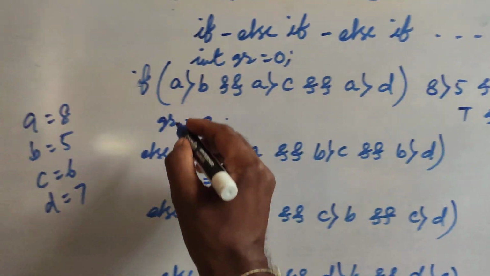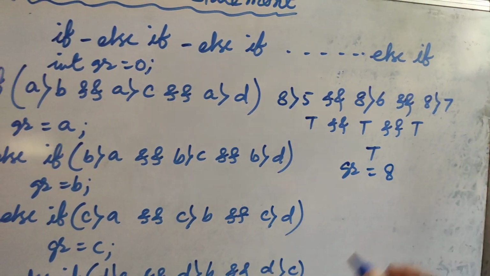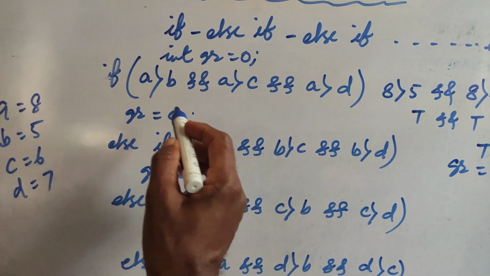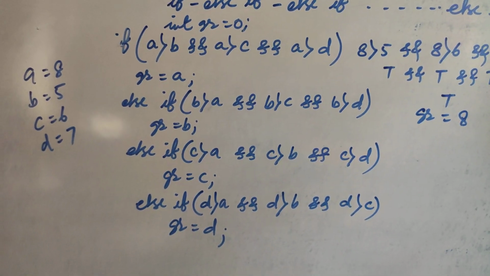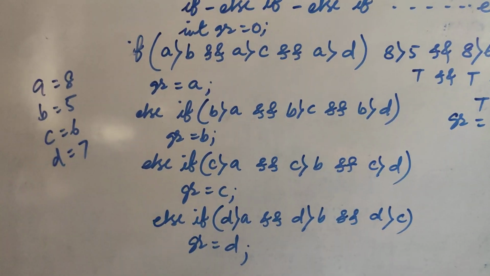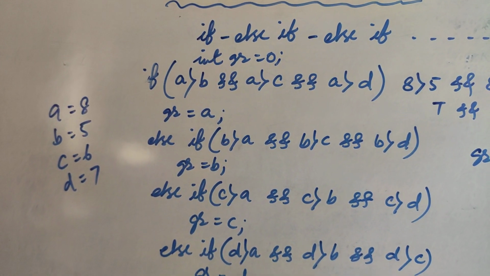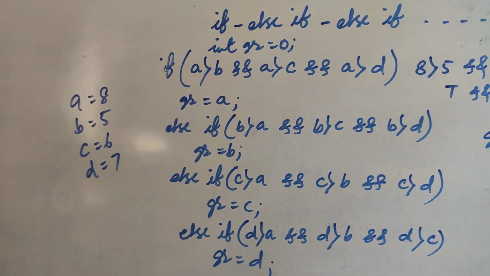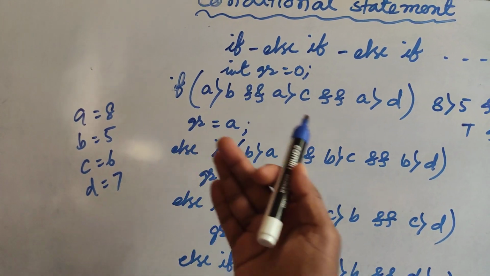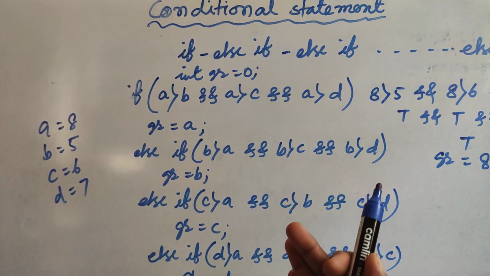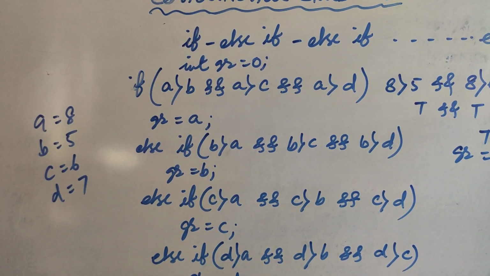If it is true, gr equal to a. A means 8. The value of a will pass into gr. Then the rest of the statements the computer will not read. The computer will not execute the next statements. This is the advantage over if statements. If I write using if all, the conditions which we can write by if, we can write with else if also.